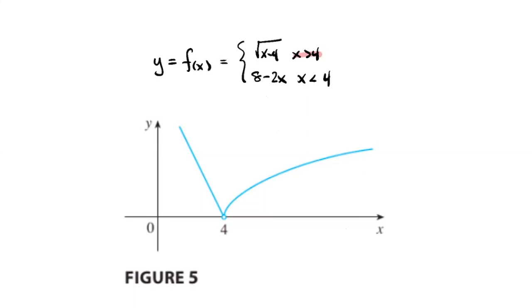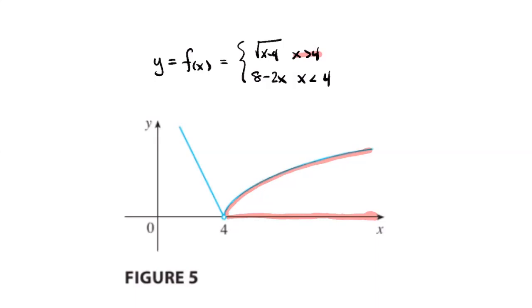When x is bigger than 4, it's given by the square root function. Here are the x values that are bigger than 4 on that axis, and the corresponding graph is this square root. And you can see as x approaches 4 from the right, so you just watch the tip of the laser pointer, it's getting closer and closer to 4. What are the corresponding y values doing? Again, watch the tip of the laser pointer. Well, as the x coordinate gets closer to 4, the y coordinates are getting closer to 0. That was the limit from the right that we computed up there.